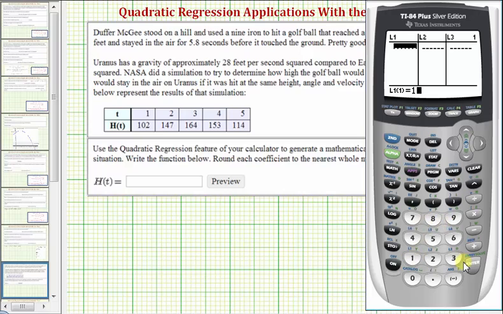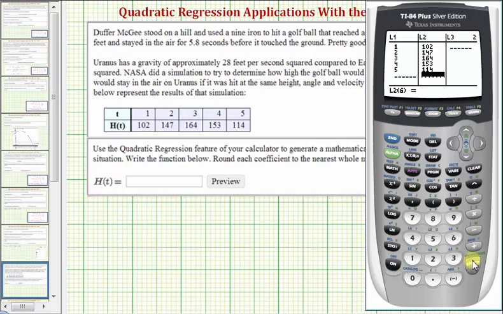So L1 will be 1, 2, 3, 4, and 5. And for L2, we'll have 102, 147, 164, 153, and 114.